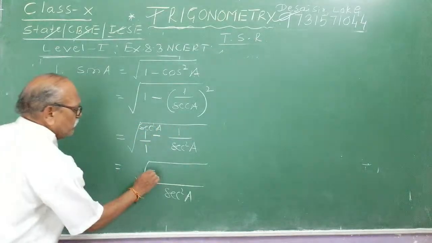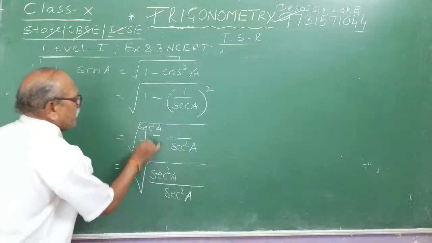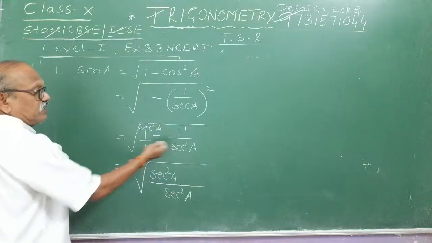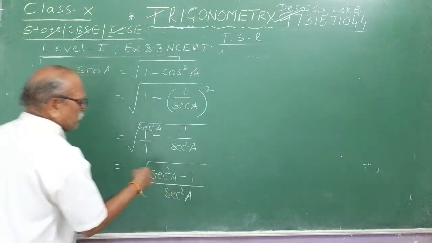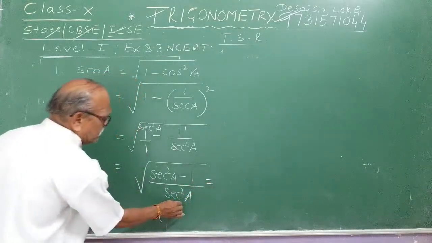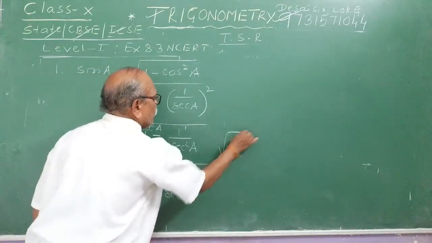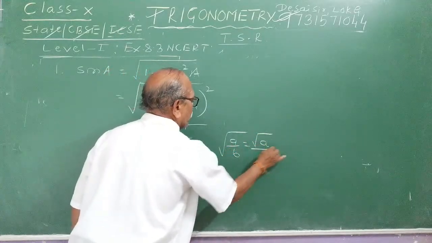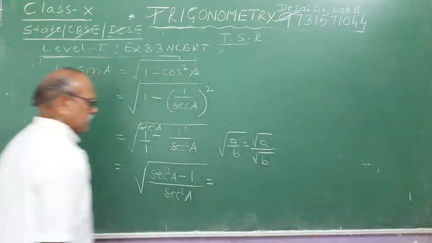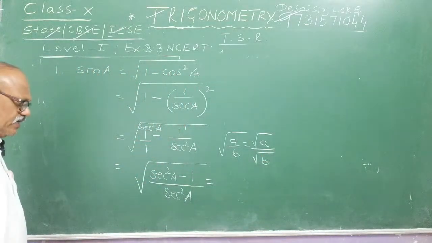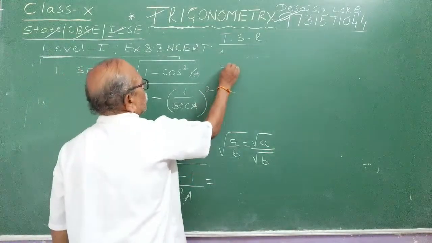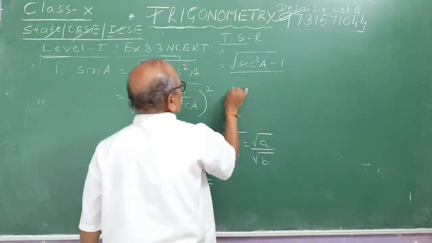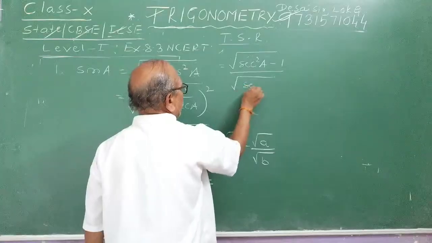What do you get here? You will get in the numerator 1 into sec square A, sec square A into 1, like you take LCM in addition and subtraction of numbers. Sec square A minus 1 upon sec square A. Even you can write the denominator as sec square A. What is the root of A by B? Root of A by B can be written as root A upon root B. You studied in the 9th standard. I can write this as root of sec square A minus 1 upon root of sec square A.